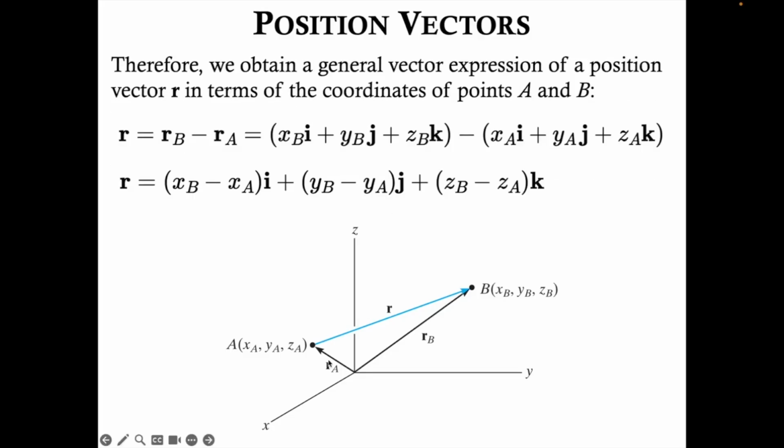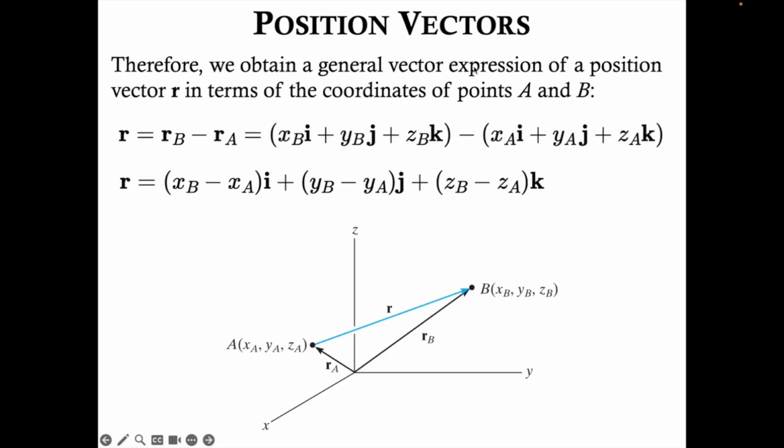And we know how r sub A and r sub B can be expressed in Cartesian vector form. So therefore, we obtain a general vector expression of a position vector r in terms of the coordinates of points A and B. So we have vector r equals vector r sub B minus vector r sub A, expressing each of those in Cartesian vector notation. We have in parentheses vector r sub B, which is xb i hat plus yb j hat plus zb k hat, minus vector r sub A, which is xa i hat plus ya j hat plus za k hat.